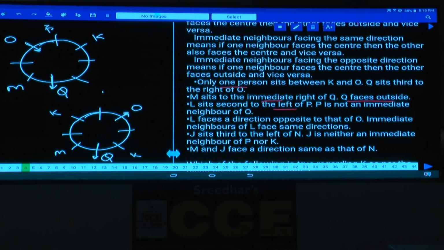And P cannot be here as well. Hence P must be here only. If P is here, then L must be here. L sits second to the left of P, then P must be away from the center, then L sits second to the left of P.